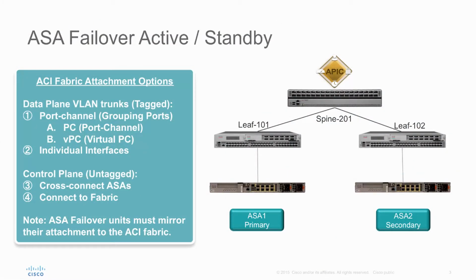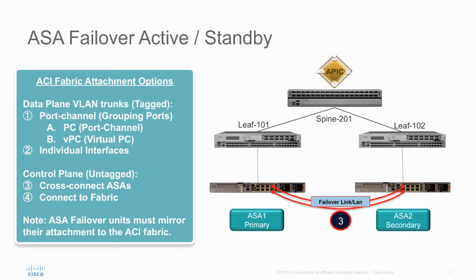With the ASA Failover Active Standby option with APIC, we have a couple of options on attaching our failover mates to the fabric. Our data plane options are to use a port channel, either a single port channel with multiple ports grouped into a leaf, or a virtual port channel, which allows us better redundancy with two leaf switches that we dual attach our ASA to. We can also use individual interfaces as VLAN trunks, and those can go into any of the switches within the fabric.